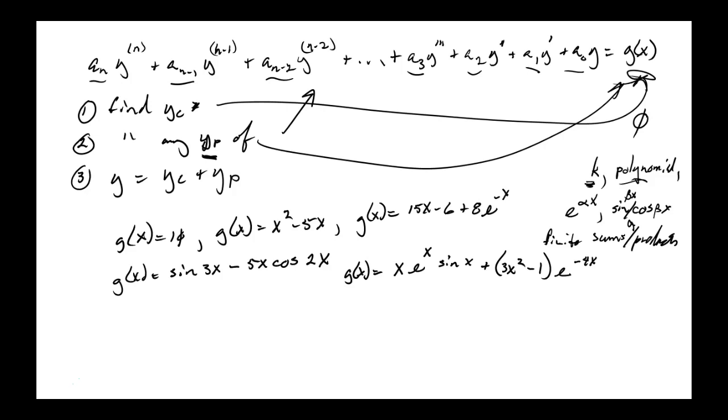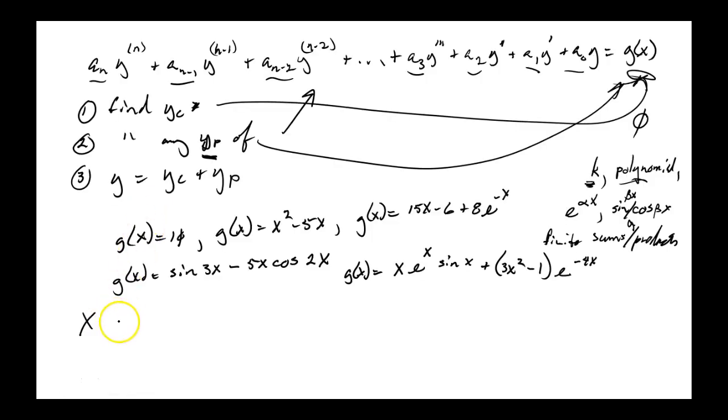So, g of x is a linear combination of functions of this type. It seems like we've already hit all those. I'm not going to write them all down. Now, the method of undetermined coefficients is not applicable to functions of this form. These are not, okay?